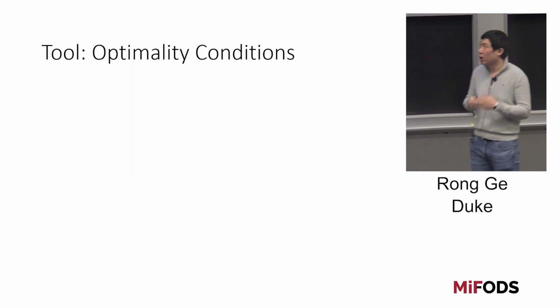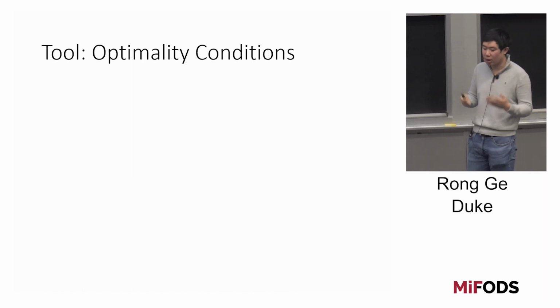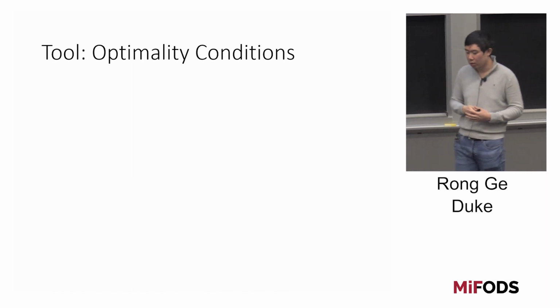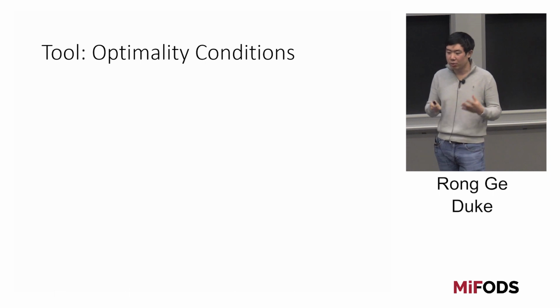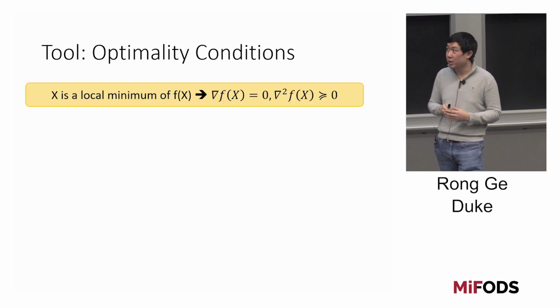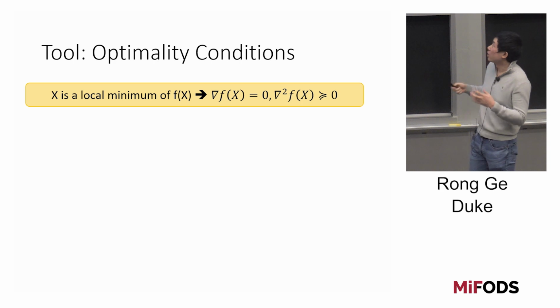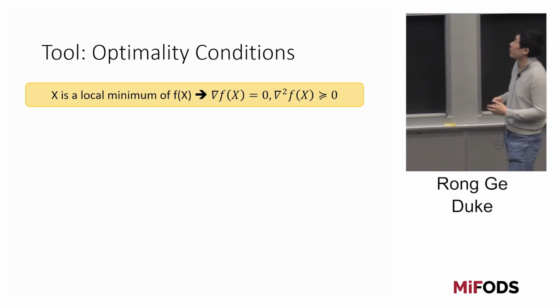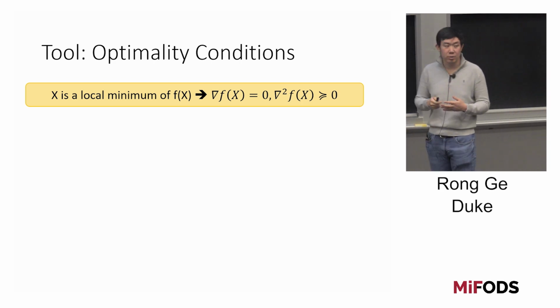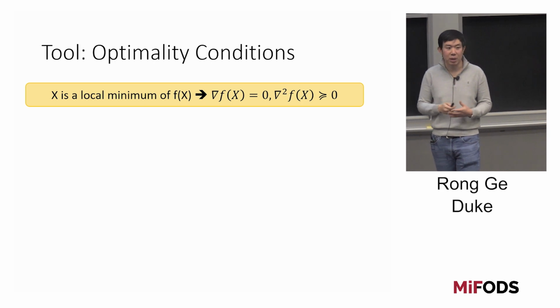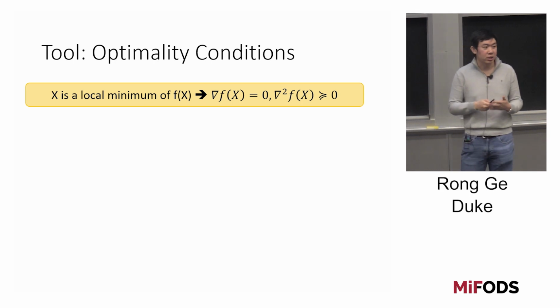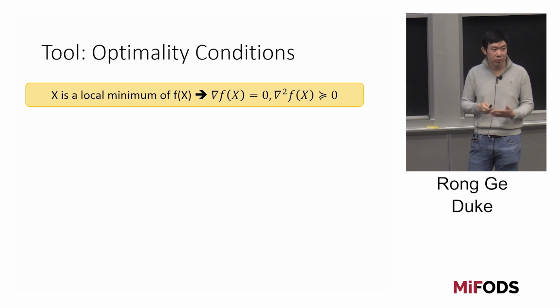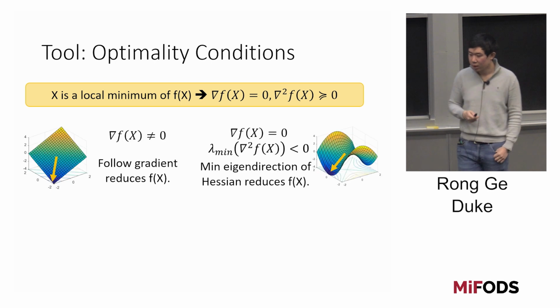Okay, so how can we hope to prove a result like this, that all local optima are globally optimal? Well, the tools that we use are going to be the optimality conditions. We know that if x is a local minimum of f of x, then the gradient needs to be equal to 0, and the Hessian needs to be positive semi-definite. This is called the second order necessary condition for a local optimum.